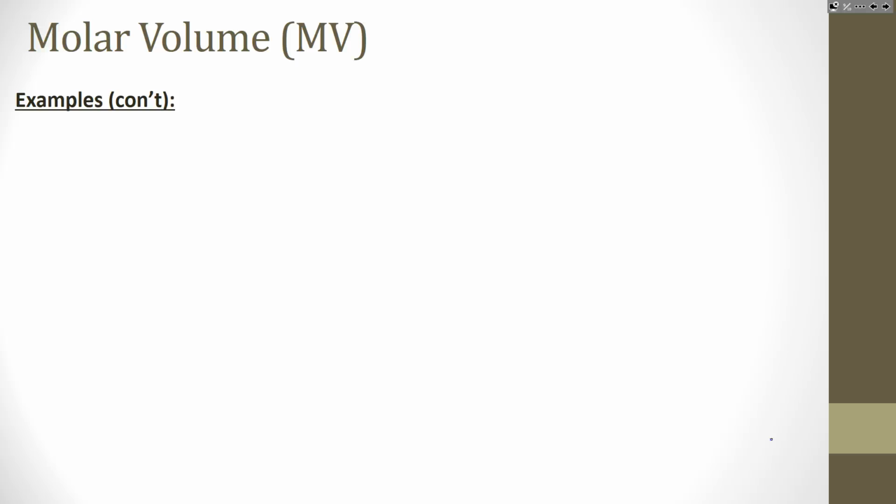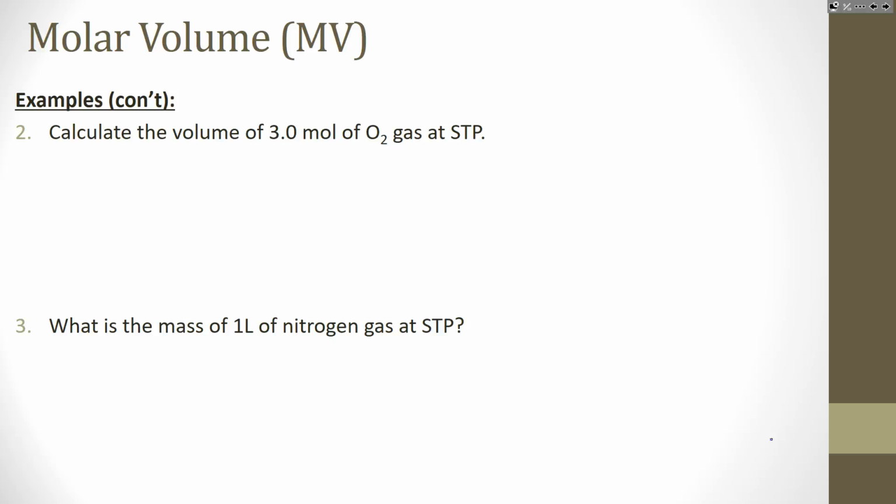If we go the other way around, let's say we have 3 moles of gas. Let's find out how many liters that would be. It's the same idea: 3.0 moles, and we want to get to liters. So moles on the bottom, liters on the top. We know that it's 22.4 liters for every 1 mole. 3 times 22.4 is, again, we're back to 67.2 liters. Moles cancel.